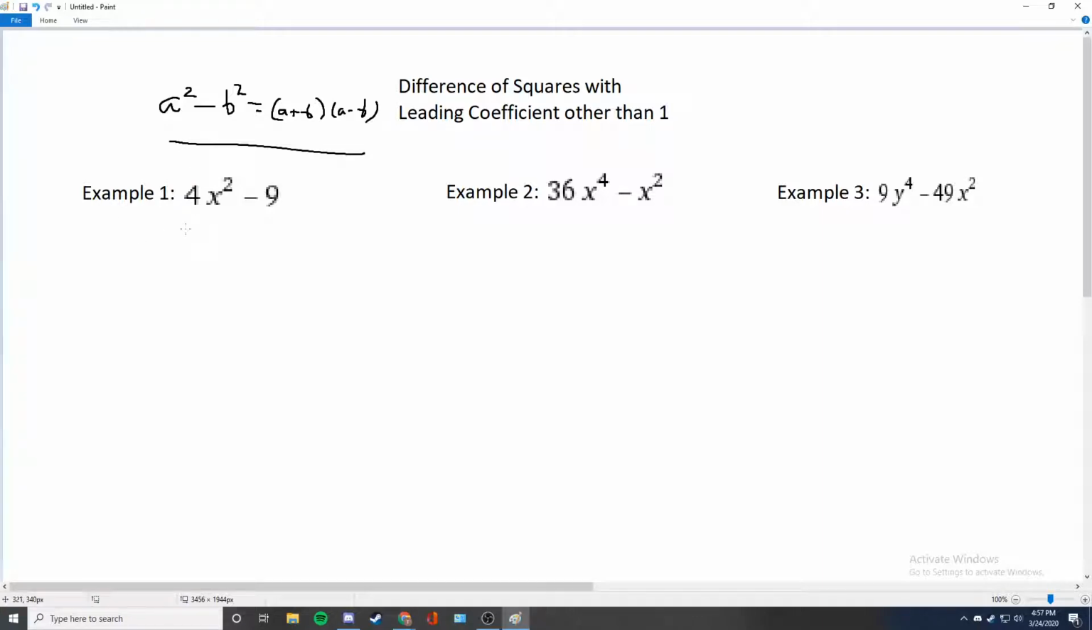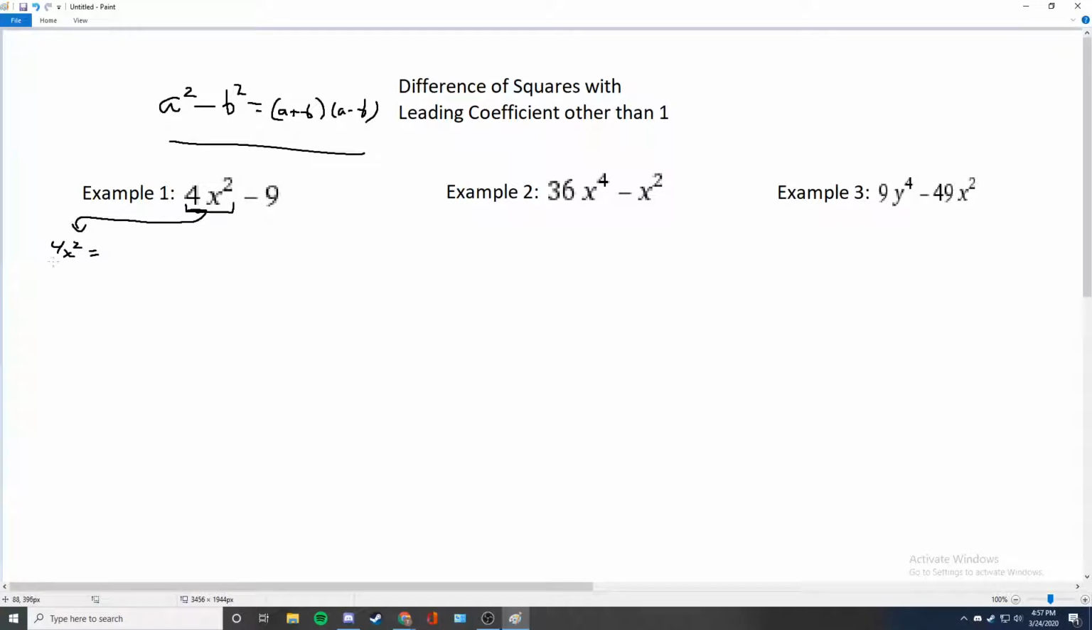Now, in example 1, this one looks a little different than the ones that we were doing in the previous video, because this one starts with a 4 at the very beginning. Now, this will make it a little bit more tricky, but it's still the same process. So with this first term, we have to choose this entire term and figure out what the square root of it is. So 4x squared.